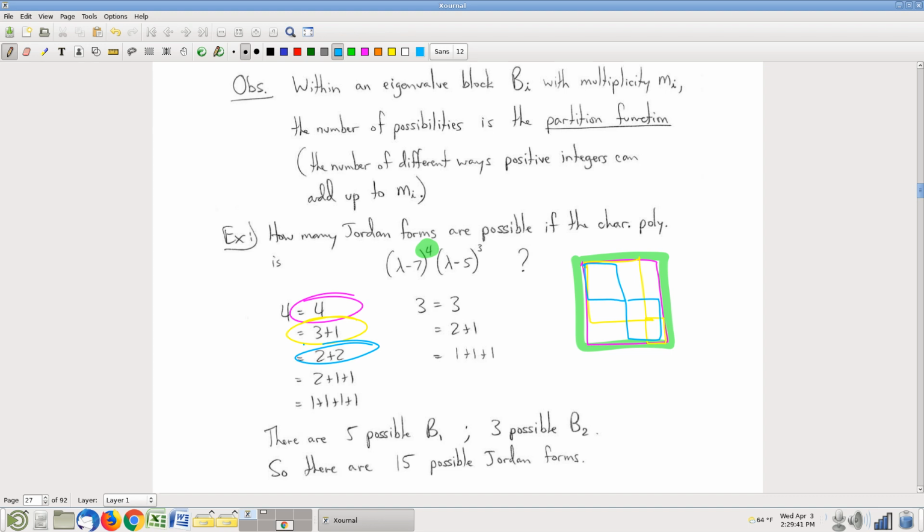Right, so you can enumerate a bunch of different possible forms. The nice thing about it is it's very easy to write down, just slowly and carefully, all the different ways that you can have positive integers add up to 4. Each one of those corresponds to a basic Jordan block structure, and you can therefore count how many possible basic Jordan block arrangements you might have.